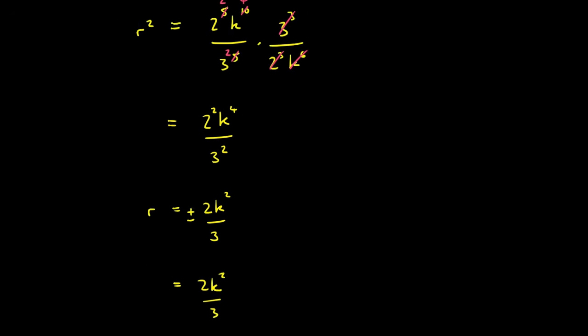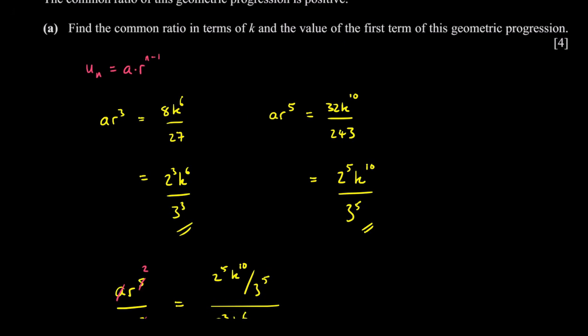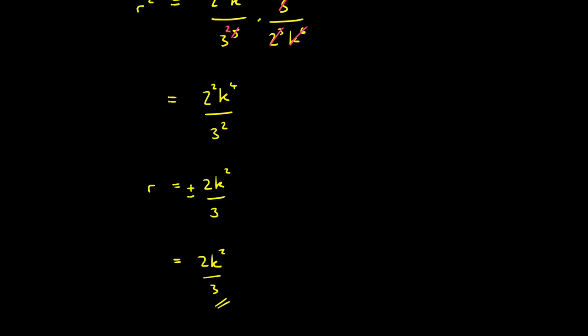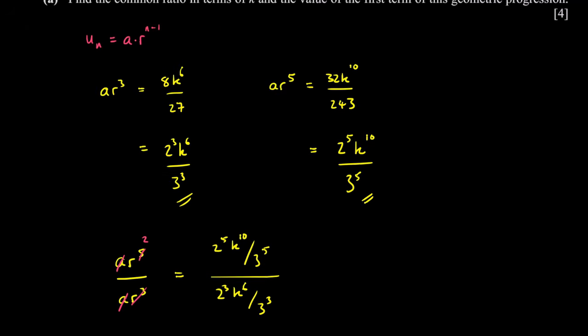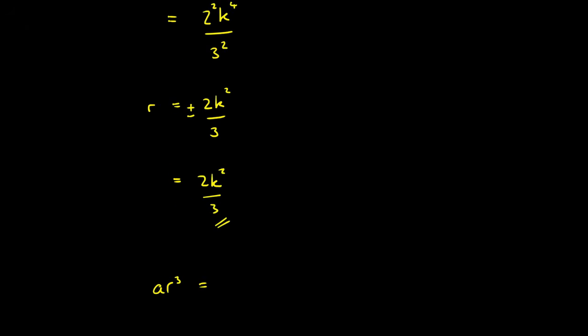Okay, well, if that's the case, we also want to find the first term. So we can use this. So ar cubed is 2 to the power of 3, k to the power of 6 over 3 cubed. So let's just go down. Let's just check it again: ar cubed is 2 to the 3, k to the 6 upon 3 cubed.